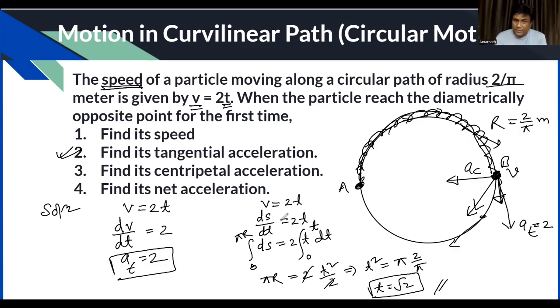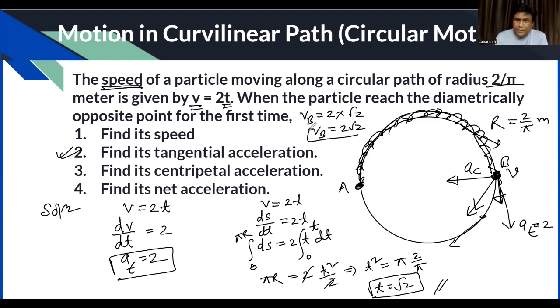You see, V equal to 2 into T. V means ds by dt. Speed is always distance by time. So now you can find the speed at the point B. Speed at the point will be 2 into T. But T is root 2. So it means speed at the point is 2 root 2.